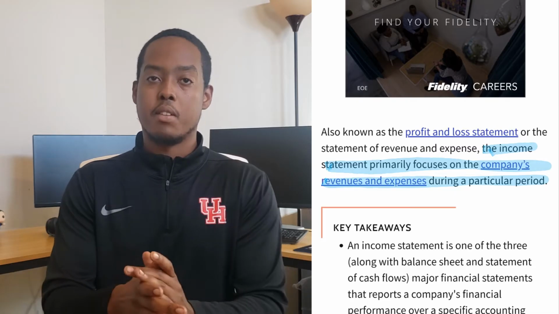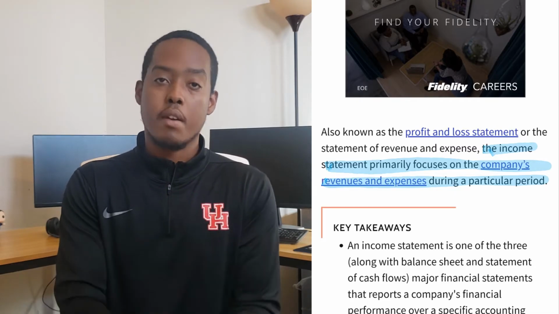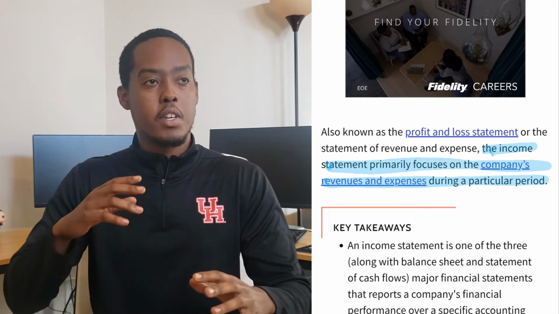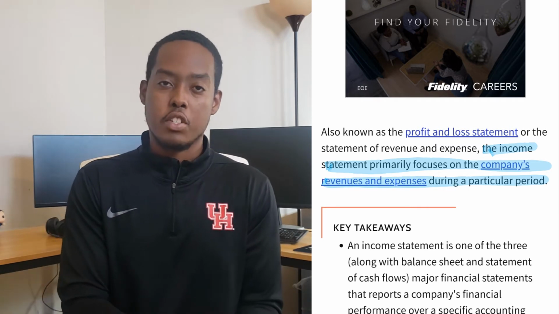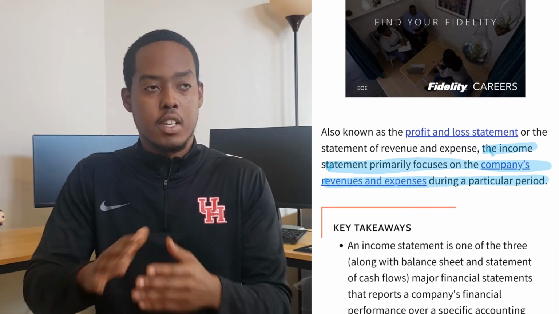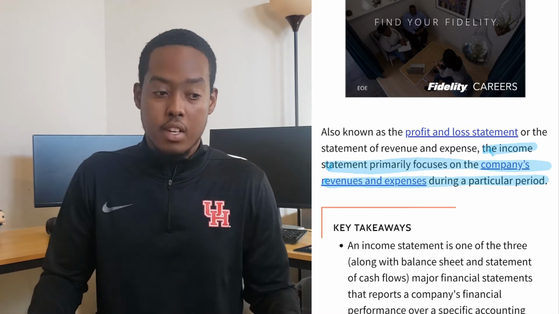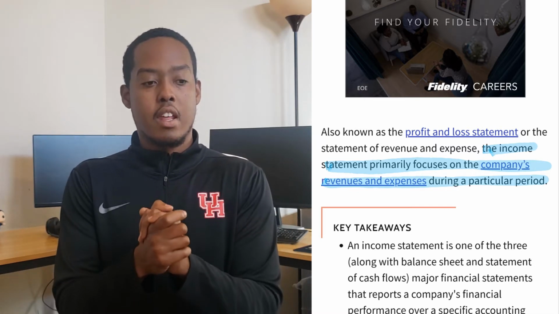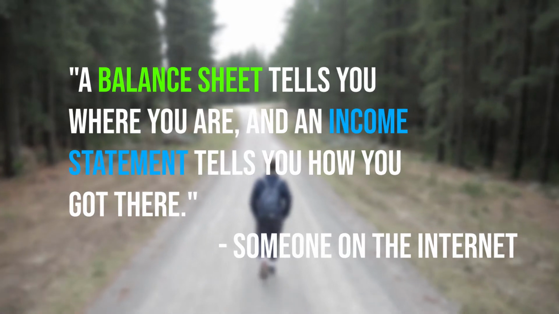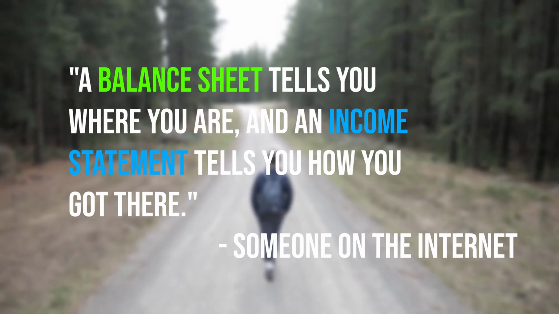So an income statement is defined as a summary of the company's revenue and expenses. It's always beneficial to compare it to a balance sheet when helping understand what it is. So the best way to explain it, aside from that definition, is that a balance sheet tells you where you are, and an income statement tells you how you got there. And to get through that journey, there are important statistics that we all have to understand, especially when you're reading the income statement, and that's gonna start with the revenue.